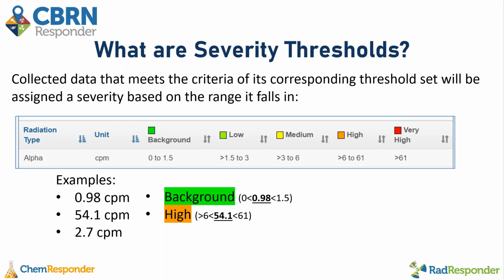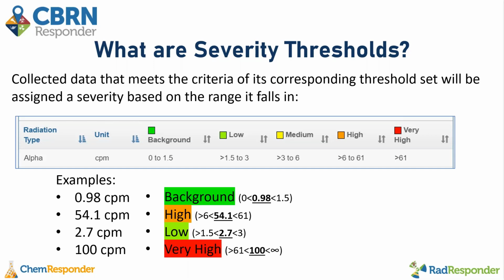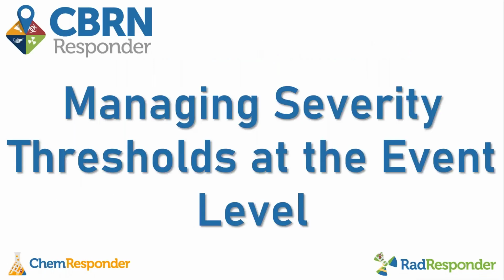2.7 would fall in the low range. And lastly, 100 CPM would fall in the very high range because it is greater than 61. We'll start by going over how to manage severity thresholds at the event level, and then later we'll discuss how to manage them at the organization level.